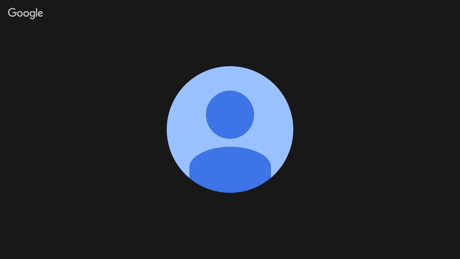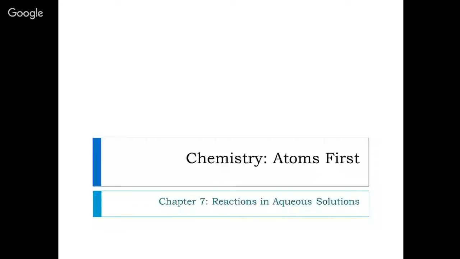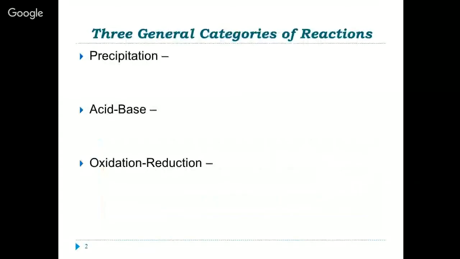Chapter 7, Reactions in Aqueous Solutions. So 3 general categories of reactions. First thing we're going to look at is a precipitation reaction, and that is when you mix 2 aqueous solutions together to form a solid. It's also known as a double displacement reaction because the positively charged things will switch places as well as the negatively charged things.